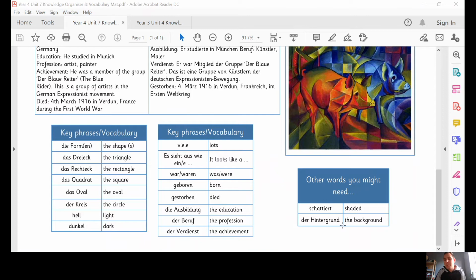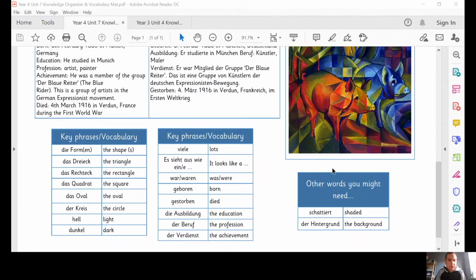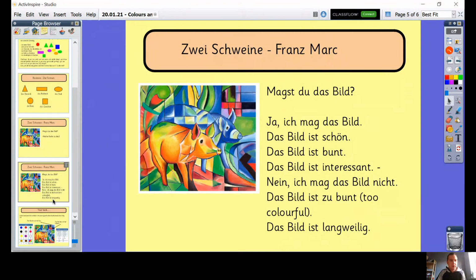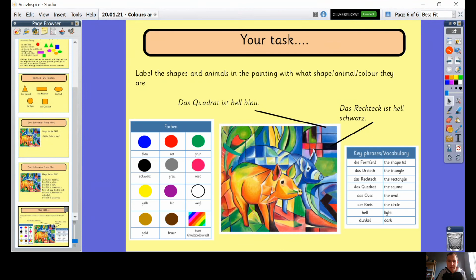And der Hintergrund, the background. Talking about the Hintergrund, hat viele Ovale, Rechtecke, Quadrate, zum Beispiel. Okay, for example, in the background there are lots of ovals, rectangles, squares. So I'm just going to stop sharing that screen and go back to our other task for today. So if I bring this back up, you should be able to see that back on the screen. So here is my task for today.